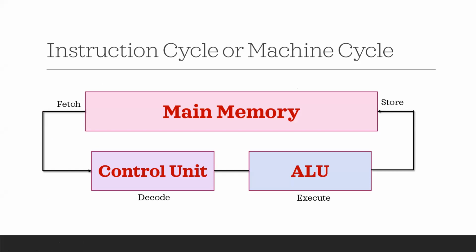Now let us discuss about an instruction cycle or a machine cycle. Instruction cycle is defined as fetch, decode, execute, and store phase. Here, an instruction is fetched from the main memory. Then that instruction is sent to control unit for decoding. After decoding, that instruction is sent further to ALU where it is executed, and upon execution, the result is stored in the main memory or sent to the display unit.